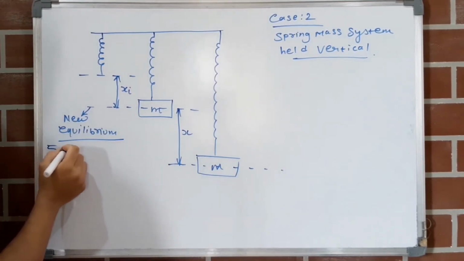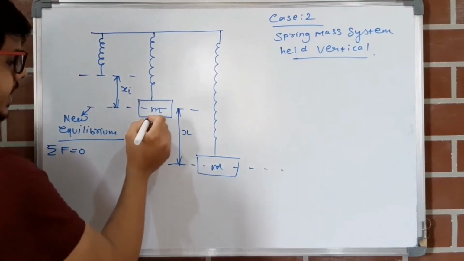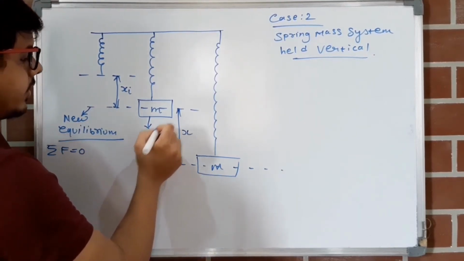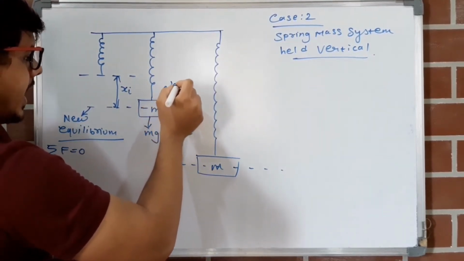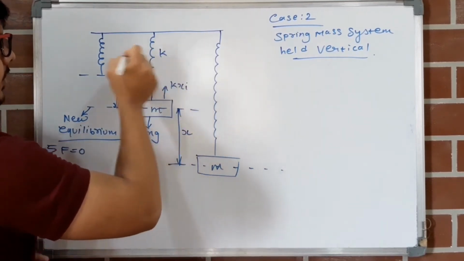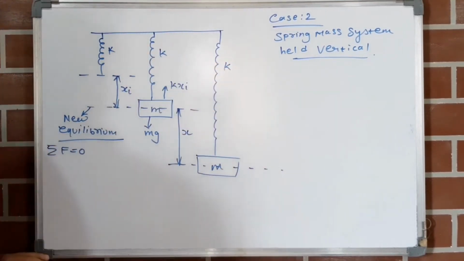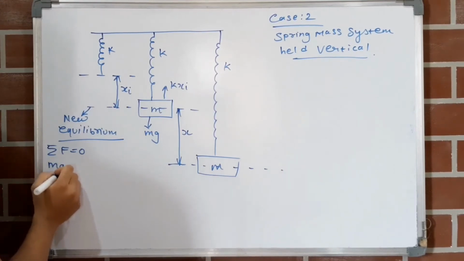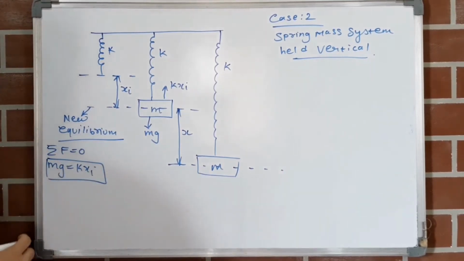तो समेशन ऑफ फोर्सेस एट इक्विलिब्रियम पोजीशन इज 0। सो फोर्सेस आर दिस: mg is acting downwards and spring force, that is kxi, is acting upwards. So this is k, spring constant k. So mg is equal to k into xi. This is our first equation.